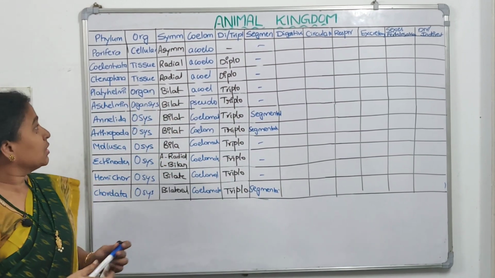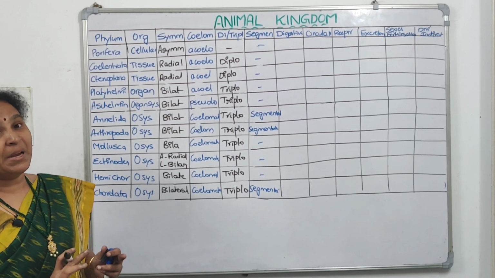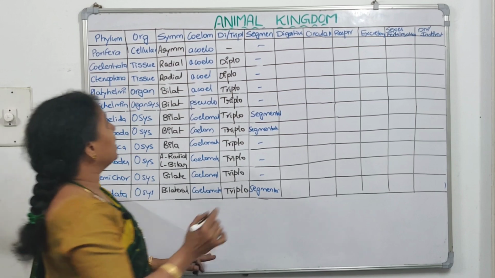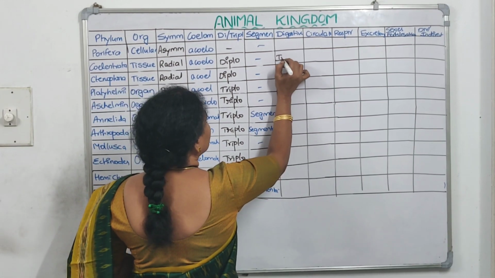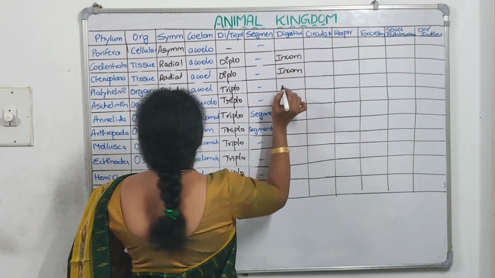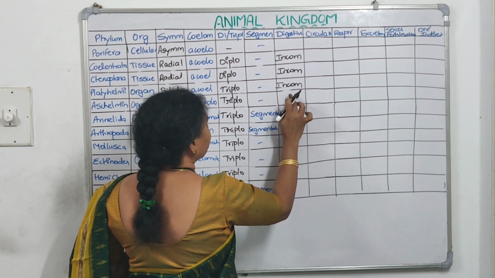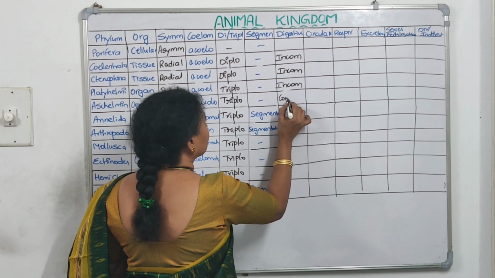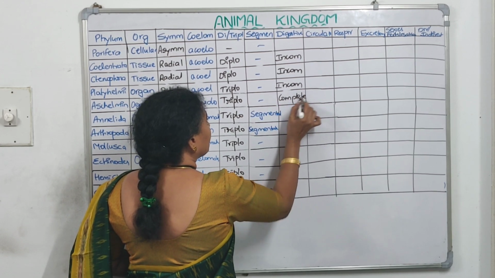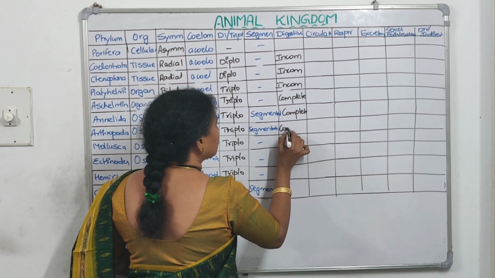Coming to digestive system. Now, Cnidaria, they have incomplete digestive system. Ctenophora, incomplete. Only one opening is there, so incomplete. Platyhelminthes also, one opening only, incomplete. From here onwards it is complete. Complete digestive system means both mouth and anus are there.